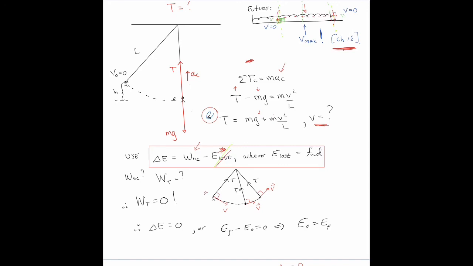As he swings back and forth, the tension force is always perpendicular to the direction he's headed at that instant. So even though there is a non-conservative force, it does no work. That term is now 0. Therefore, energy doesn't change, so final minus initial is 0. That says energy is conserved.